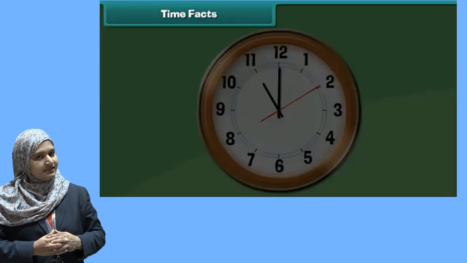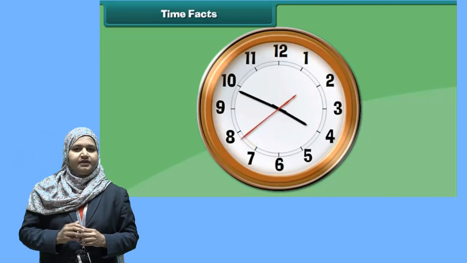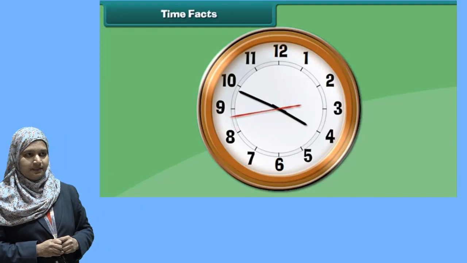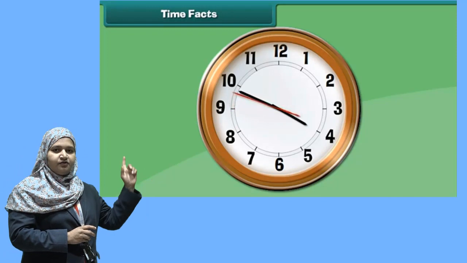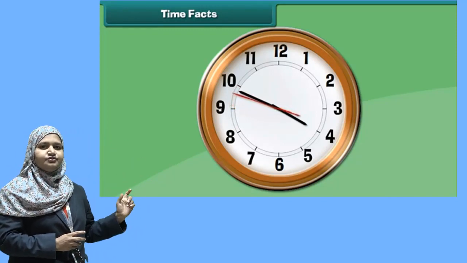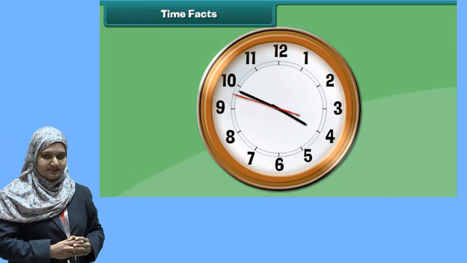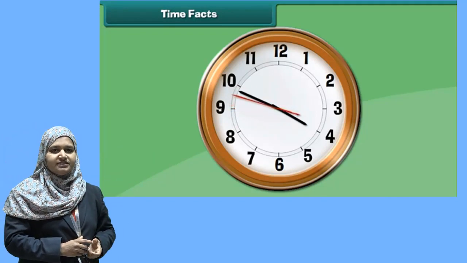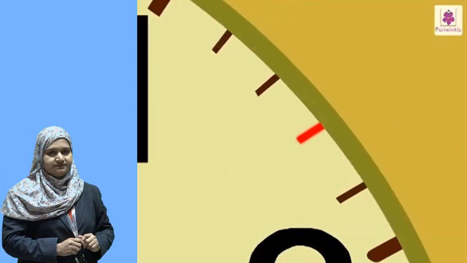So let us learn about the time. A clock is used to measure the time or to watch the time. A clock has numbers from 1 to 12. The numbers 1, 2, 3 and so on up to 12 represent the hours. There is a further division between each two numbers. 5 small lines indicate the minutes.